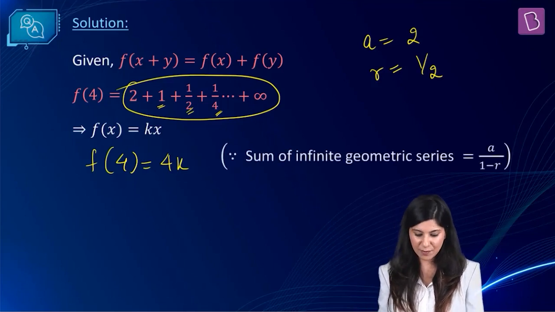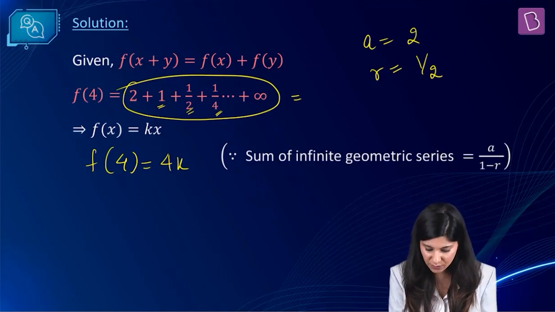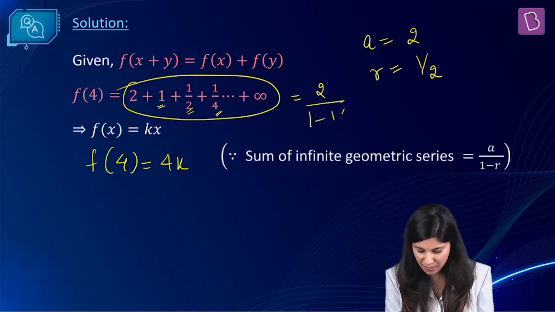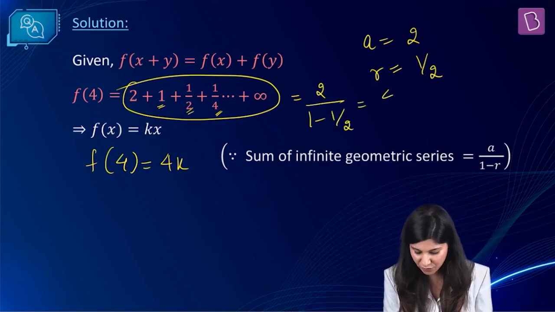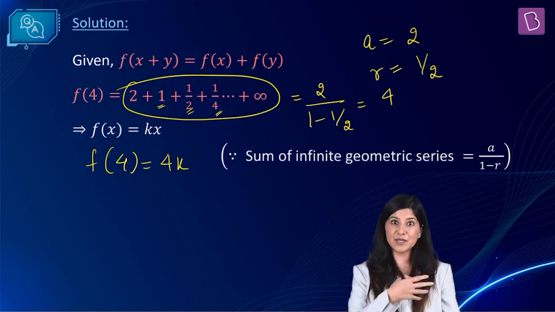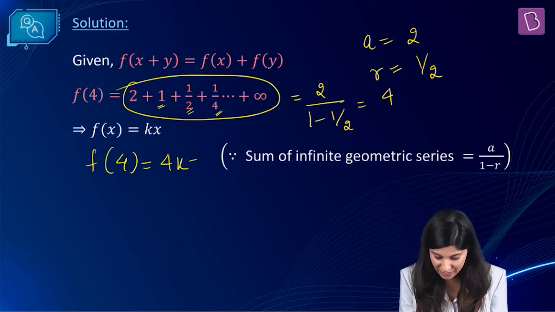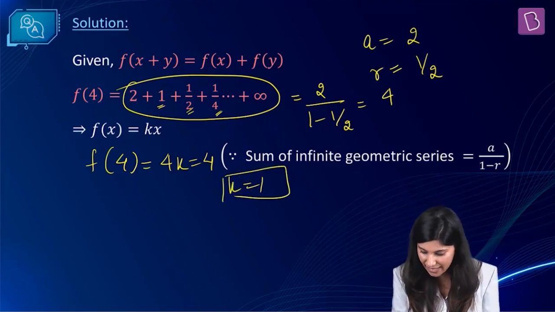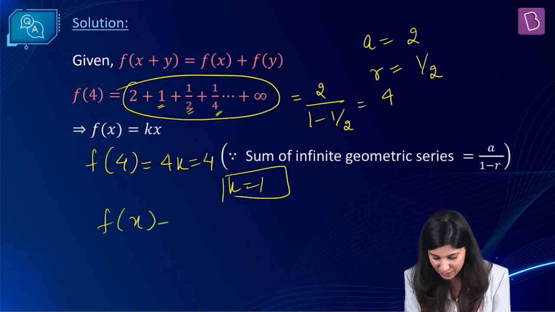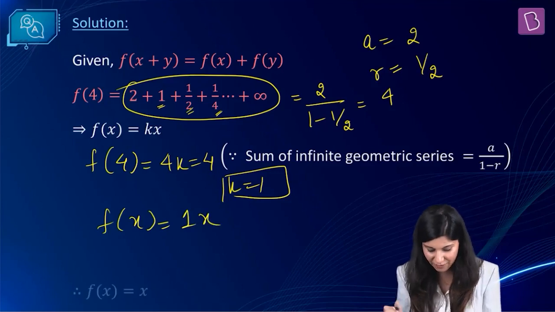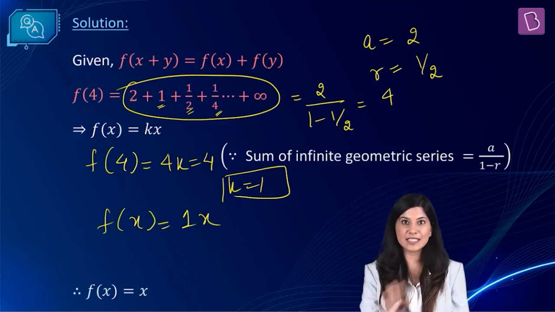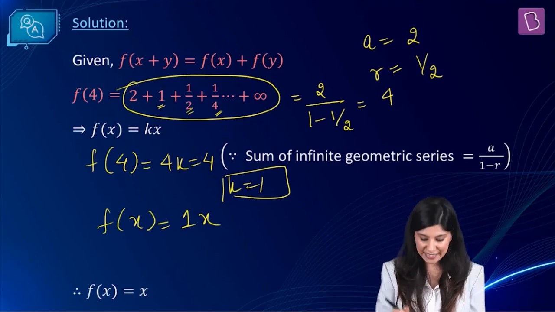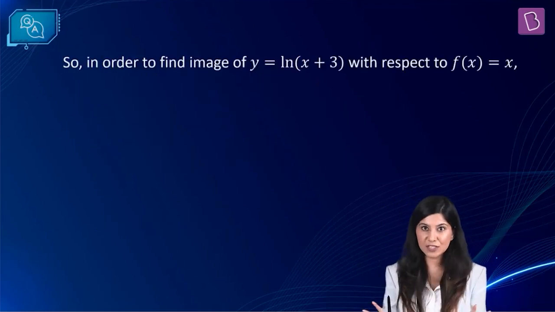You know, sum of an infinite geometric series is a by 1 minus r. So this would be what? a by 1 minus r. So that would be what? 4. Alright. f of 4 is simply 4. Right? So f of 4 is simply 4 means k equal to 1. Hence, the function f of x is what? 1 times x. f of x equal to x. Just x. Right. f of x equal to x. First half of the question is sorted.